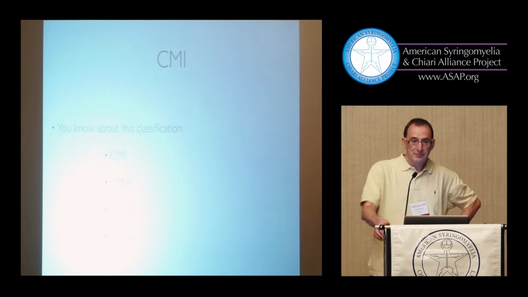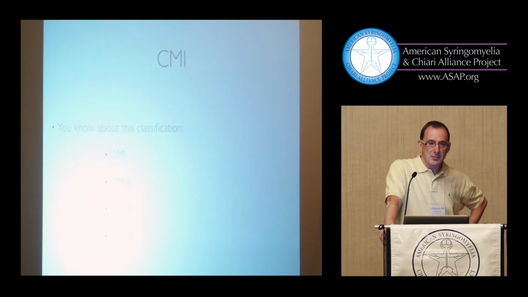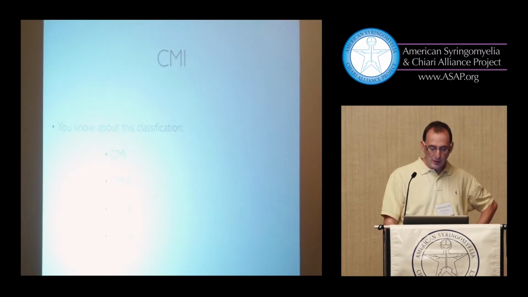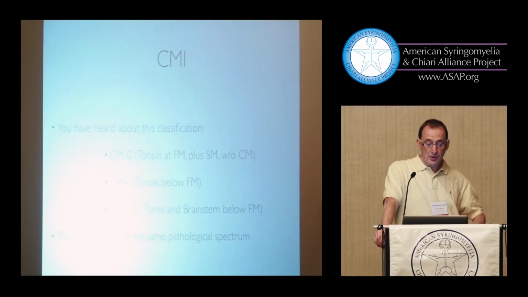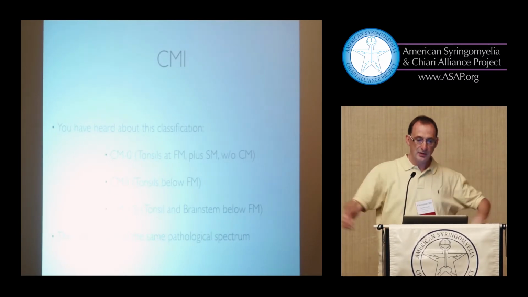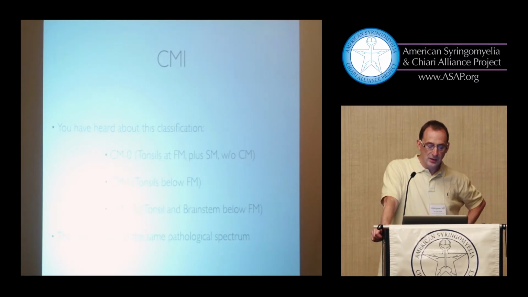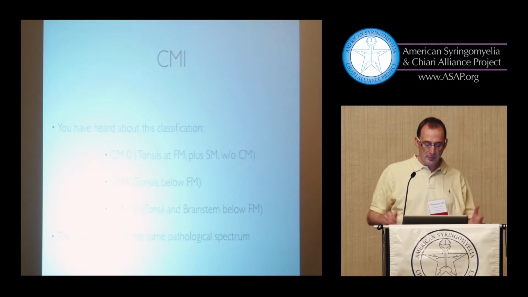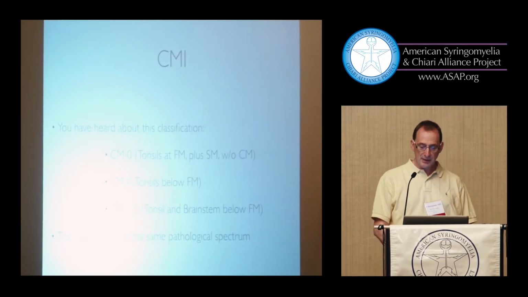Everybody knows about this distinction, this classification between Chiari 1, 2, 3, and 4. Everybody has also heard about this classification within the domain of the Chiari 1 malformation, with the Chiari 0, the Chiari 1, the Chiari 1.5, these all being part of the same pathological spectrum.